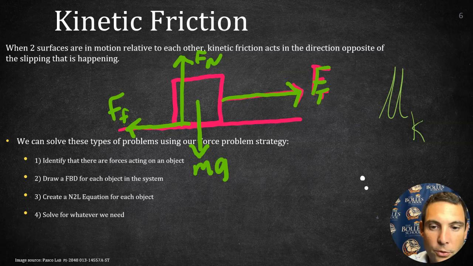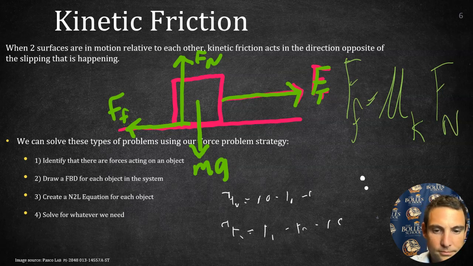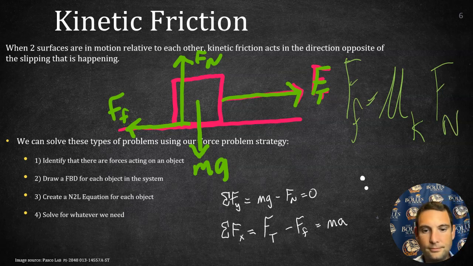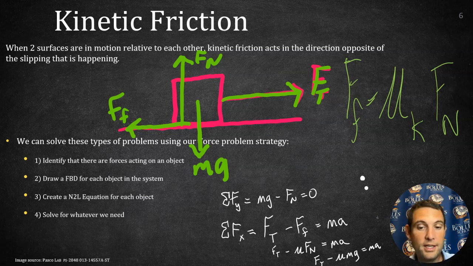Remember that your frictional force equation equals mu k times Fn. So we can plug that in and solve for tension if we want. We can solve for the coefficient of kinetic friction if we like. Whatever it is we are asked to do, we can do. Remember that x and y directions have to be treated completely separately from one another.